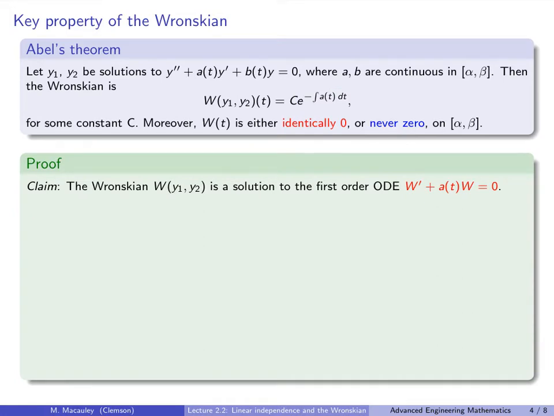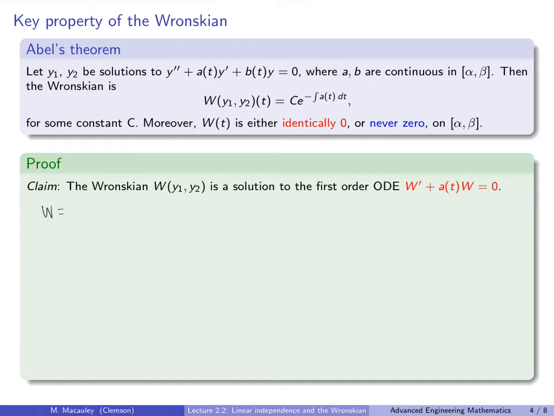Let's take a few minutes to prove Abel's theorem. It's actually very straightforward, and I think seeing it, you'll understand why it's true, both why the Wronskian is this simple formula and why that formula is either identically 0 or never 0. So the crux of the proof is the following straightforward claim: the Wronskian, which is a function of t, is a solution to the following first order linear homogeneous ODE: w prime plus a of t w equals 0. Now this is something we can solve using separation of variables, and we will get, in fact, this formula right here from it.